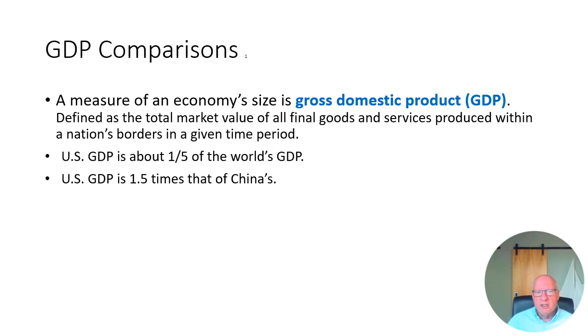So the U.S. economy is about 1/5 of the world's GDP, meaning that the United States produces about 20% of all the goods and services produced in the world. The U.S. produces about 20% of it, and the U.S. economy is about 1.5 times larger than China's, as measured by the value of the goods and services that are being produced.